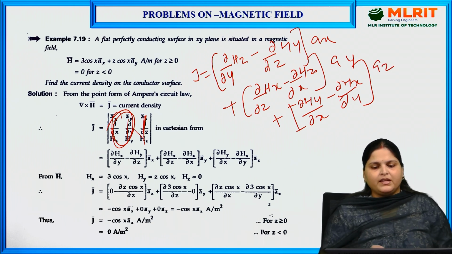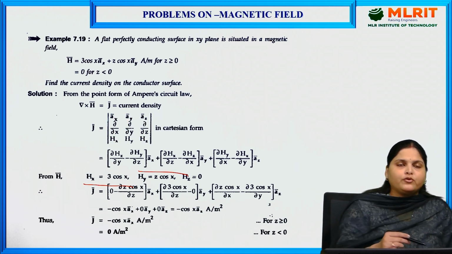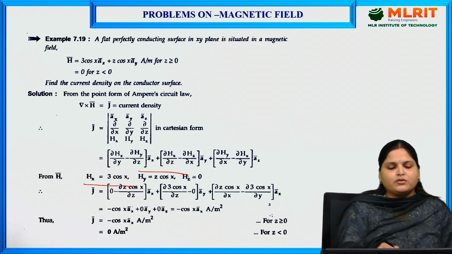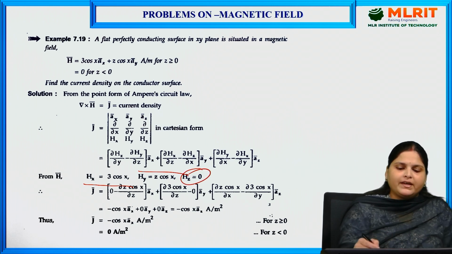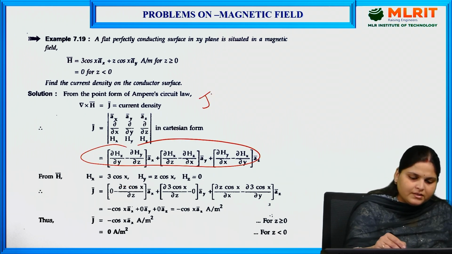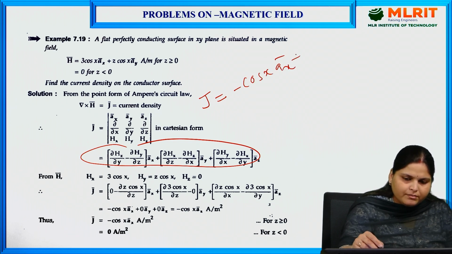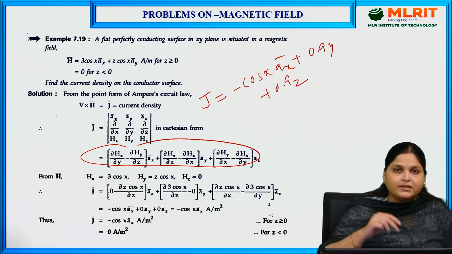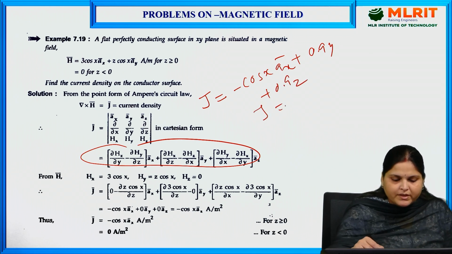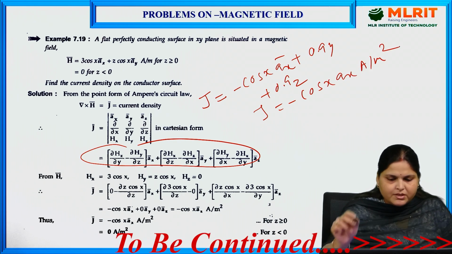Now here in place of Hx we have to put 3 cos x, in place of Hy we have to put z cos x, and in place of Hz we need to put 0. So when we put Hx, Hy and Hz in this equation, we will get J is equal to minus cos x ax plus 0 ay plus 0 az. So finally J is equal to minus cos x ax ampere per meter square.